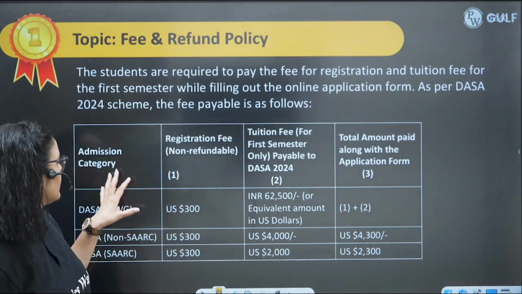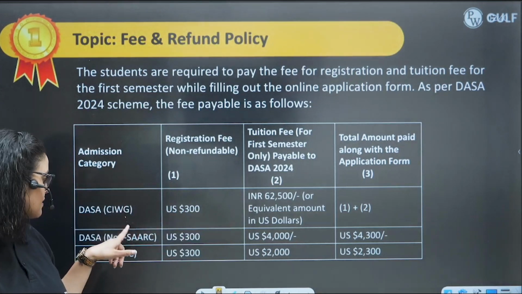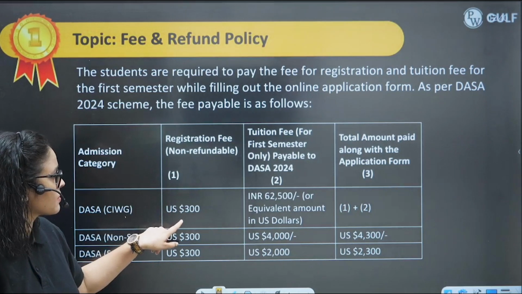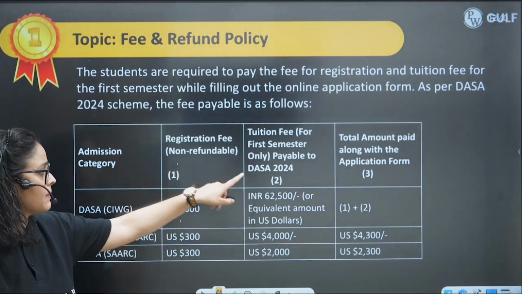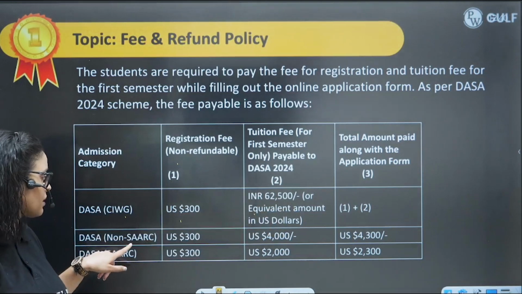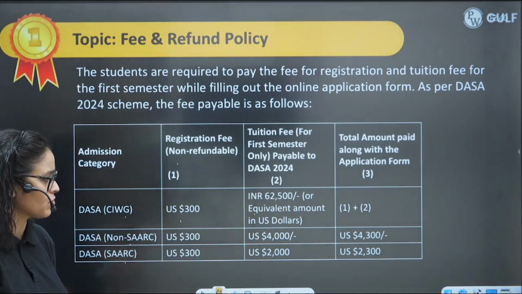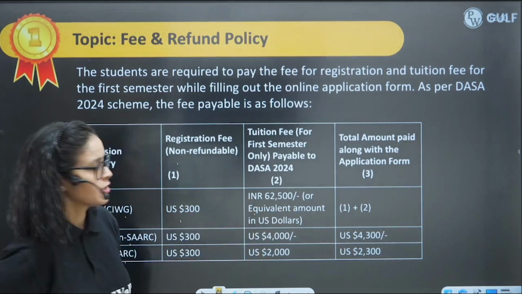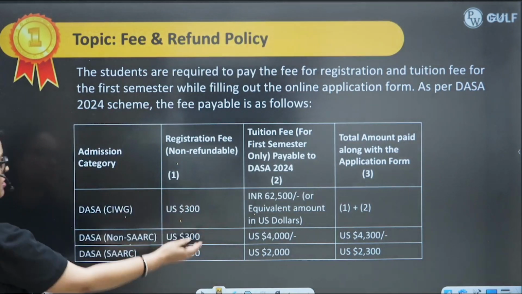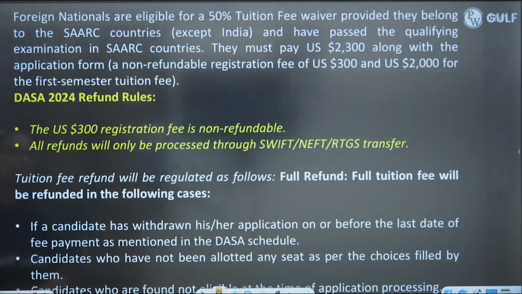It will be like this: DASA CIWG category. For this DASA CIWG category, they have to pay this registration fee, which is non-refundable, and this one is refundable, right? Total amount to be paid is this much. Then DASA non-SARC and DASA SARC. You have to pay this much fee. You can see everything, right? You have to pay this much registration fee, which is non-refundable. This is refundable for different kinds of categories. So you can see over here.